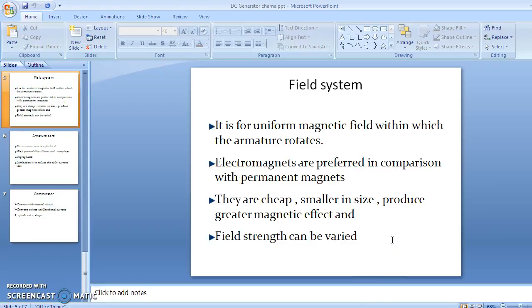The first one is the field system. As you know, this field system is used for producing a uniform magnetic field, in which the conductor will be rotating, due to which an EMF will be induced. Here the field system is usually made of electromagnets instead of permanent magnets, because they are smaller in size, can produce greater magnetic effect, and are also cheap. Also, the field strength can be varied. So the field system is an essential component of this DC generator.